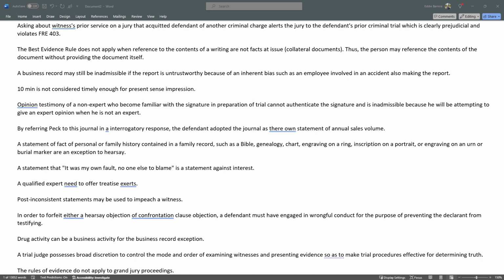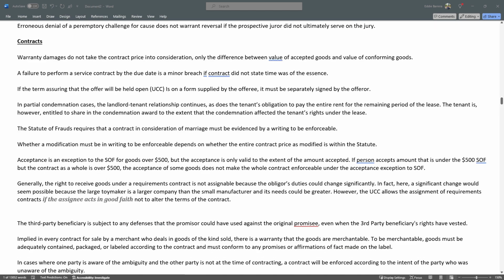The rules of evidence do not apply to grand jury proceedings. Erroneous denial of a challenge for cause does not warrant reversal if the prospective juror did not ultimately serve on the jury. Contracts. Warranty damages do not take the contract price into consideration, only the difference between the value of accepted goods and the value of conforming goods.